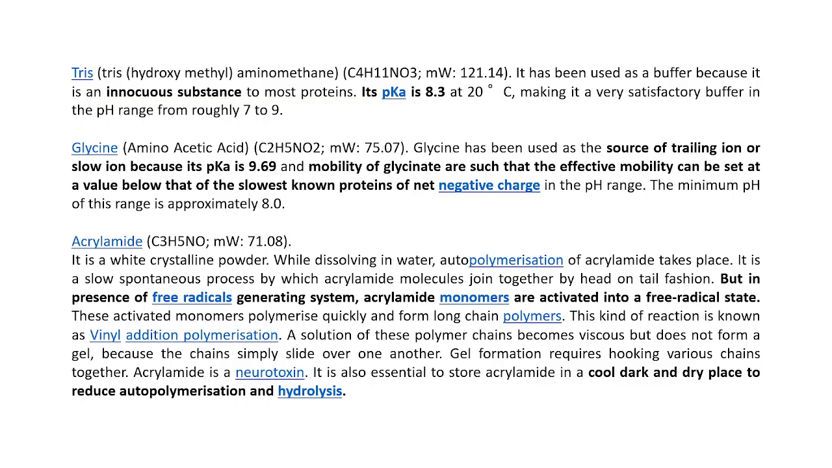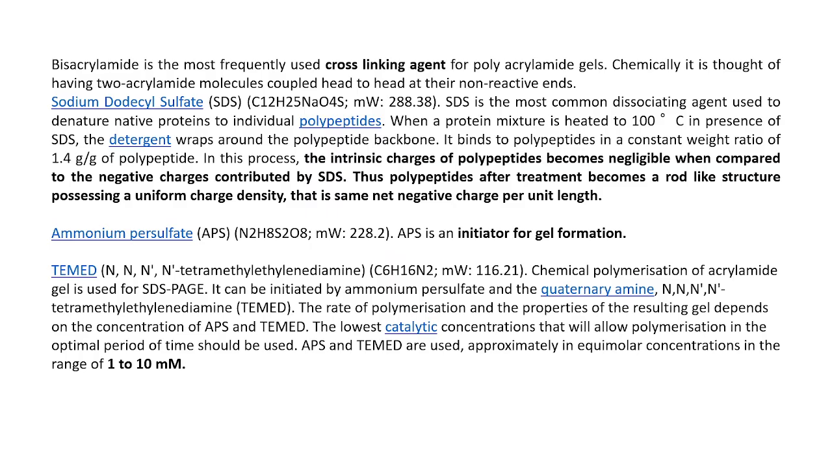The other thing about it is that acrylamide, which is a white crystalline powder, while dissolving in water, autopolymerization of acrylamide takes place. It is a slow, spontaneous process by which the acrylamide molecules join together in a head-to-tail fashion. But in presence of a free radical generating system, the acrylamide monomers are activated into a free radical state. Bisacrylamide is a cross-linking agent for polyacrylamide gels. Sodium dodecyl sulfate is a common dissociating agent used to denature native proteins to individual polypeptides.